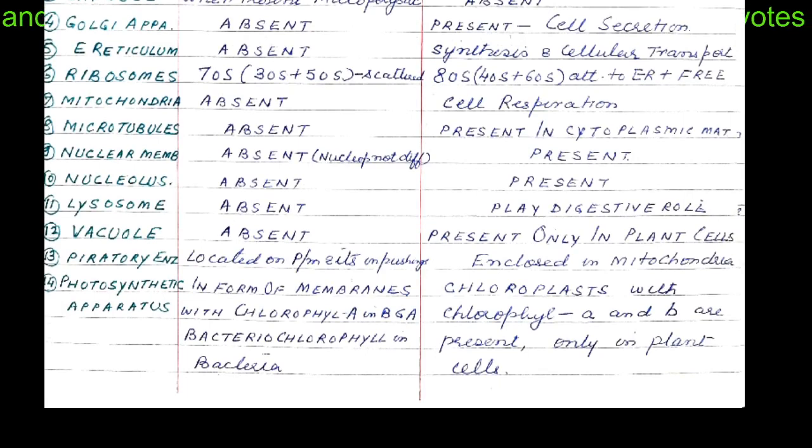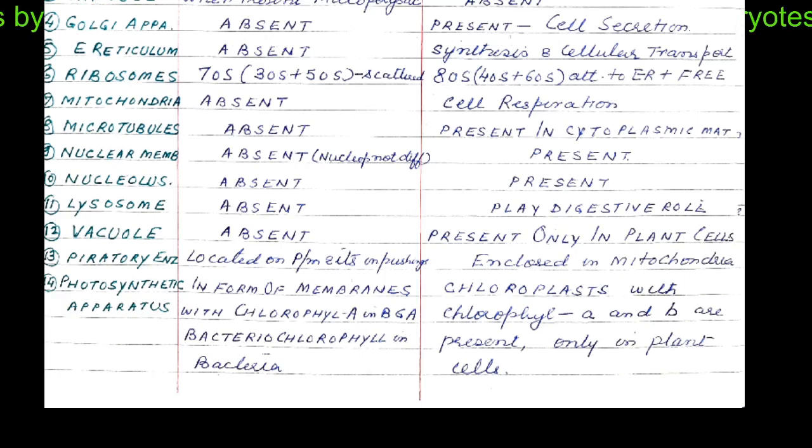The respiratory enzymes are located on plasma membrane, and its inpushing, as I've told you in the early part of this lecture, at the mesosomes. The respiratory enzymes are enclosed in mitochondria.